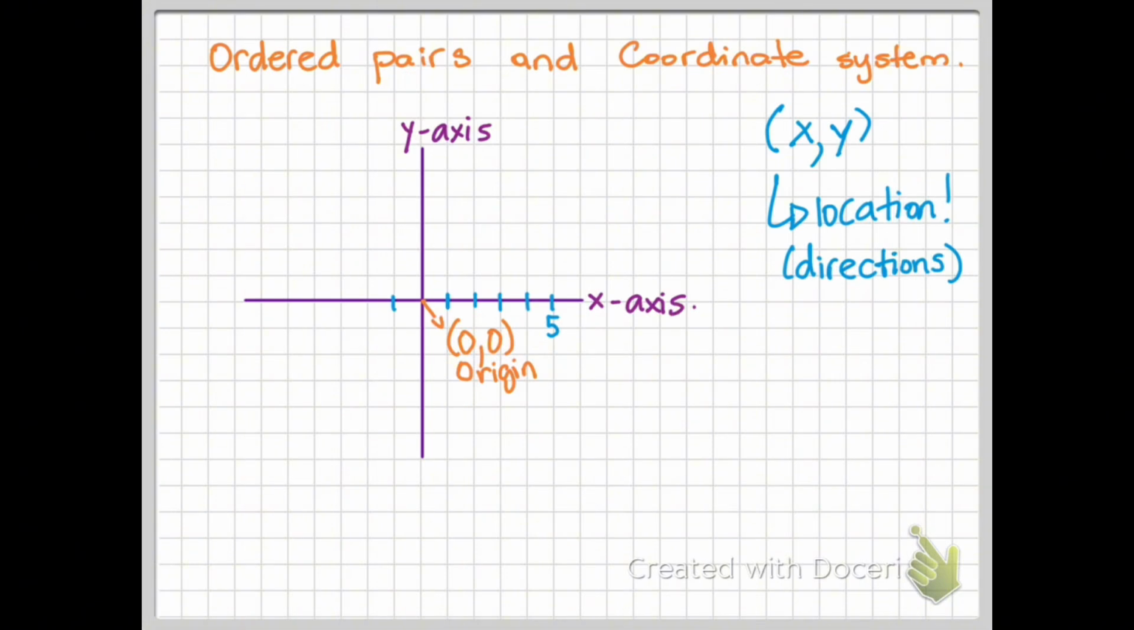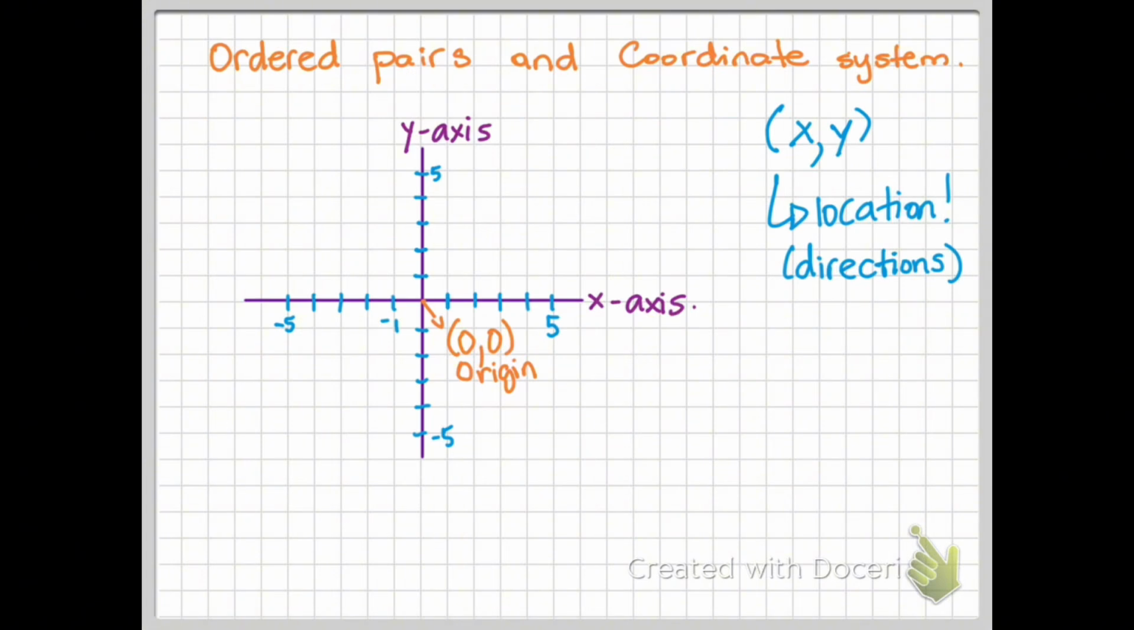And then on the other side, we have -1, -2, -3, -4, and -5. Now notice how to the right is positive and to the left is negative. Then we do the same going up. Each line is going to represent a unit. So that is 1, 2, 3, 4, and 5. The same thing going down, that's -1, -2, -3, -4, and -5. So, as you can see, the points are going to be different in each quadrant.